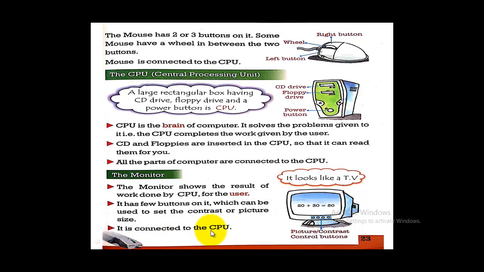Now it is connected to the CPU as I told you before. This is also the main part of the computer, so it should be connected to the CPU. That is why it is also connected to the CPU, because the work done by the CPU will be shown on this monitor. The monitor must be connected to the CPU.